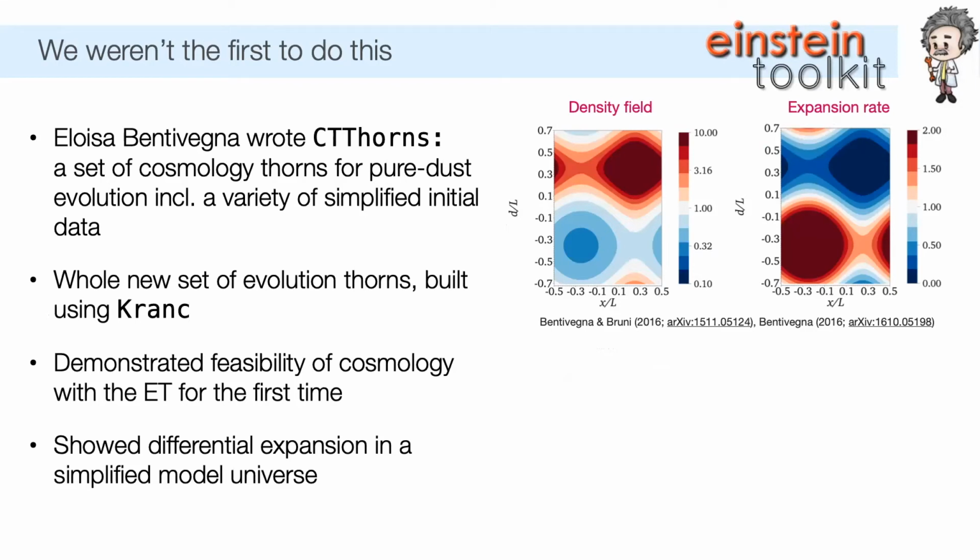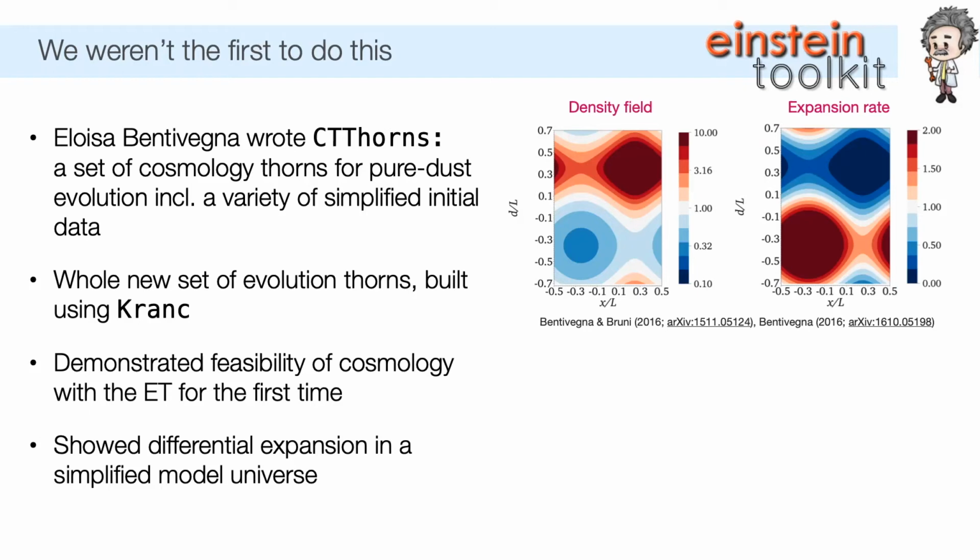I'm sure many of you know Eloisa Bentivegna, who wrote the Cosmo Toolkit Thorns, or CT Thorns, which is a set of thorns for the Einstein Toolkit for a pure dust cosmological evolution. These thorns include a variety of simplified initial data as well, and analysis too. And this provides a whole new set of evolution thorns for the Einstein Toolkit, which are built using Carpet. These are the codes that demonstrated the feasibility of doing cosmology with the Einstein Toolkit for the first time.